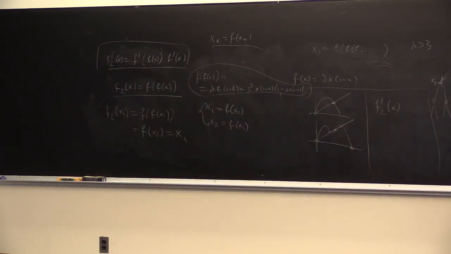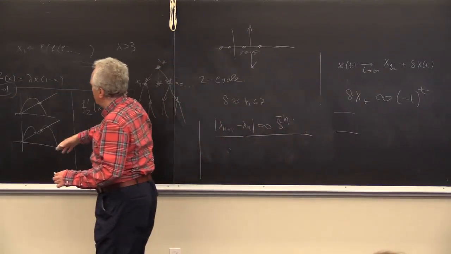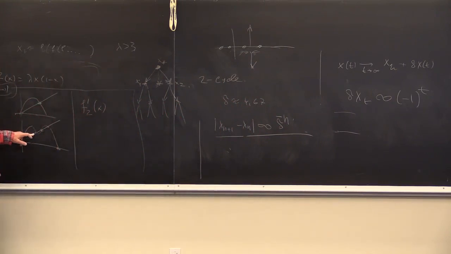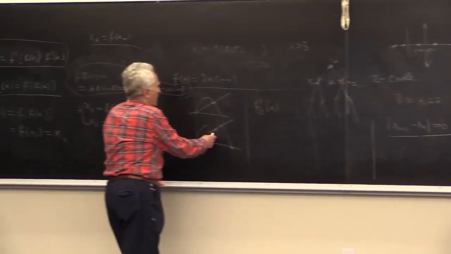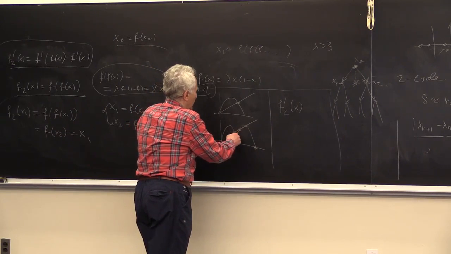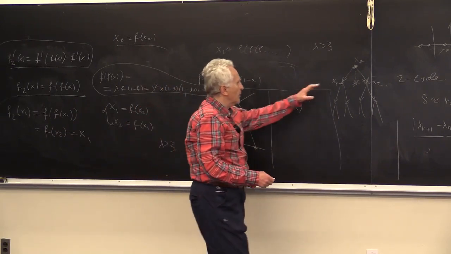I will not go into this elementary analysis. In this way, you will see that for lambda less than 3, we have only one fixed point. For lambda greater than 3, we have 3. And using this formula, it's very easy to see that this is unstable, because it goes too steep here. And these 2 fixed points are stable, and they form the 2 cycle.